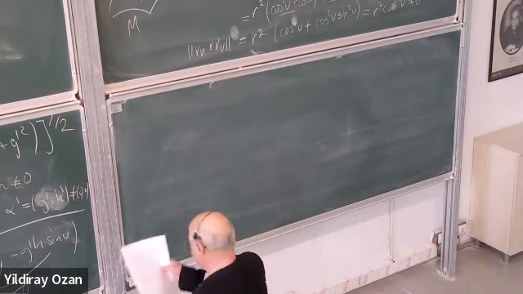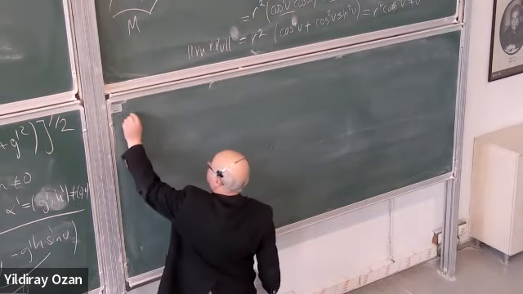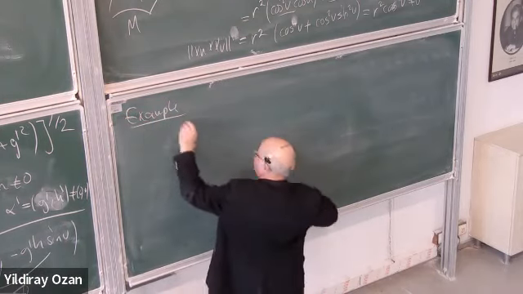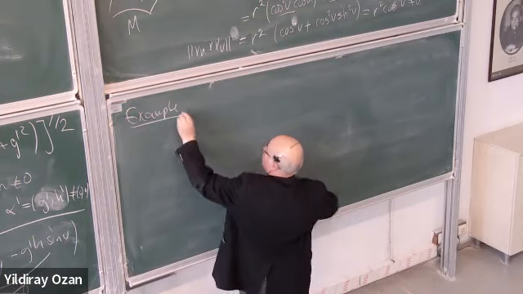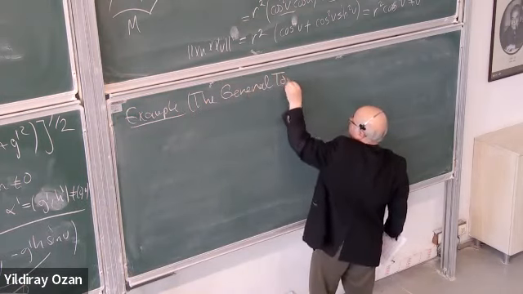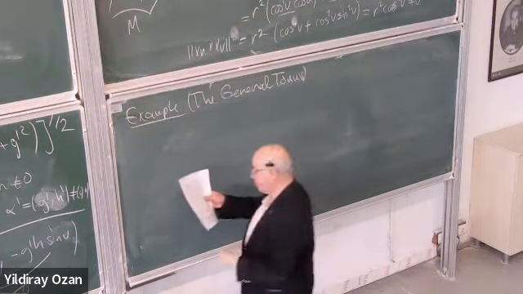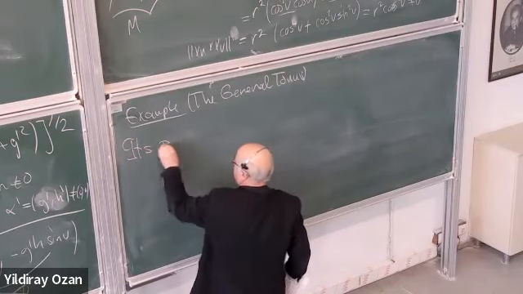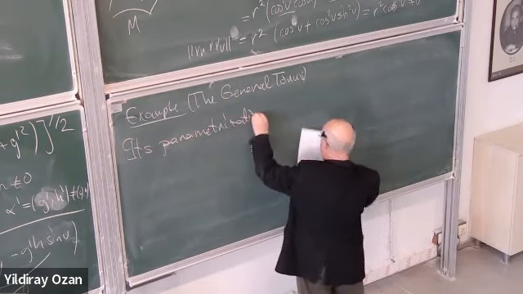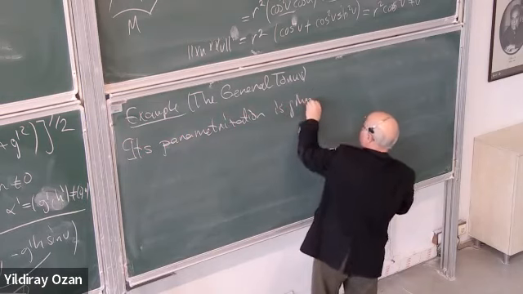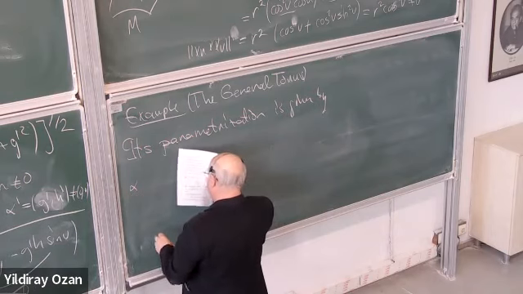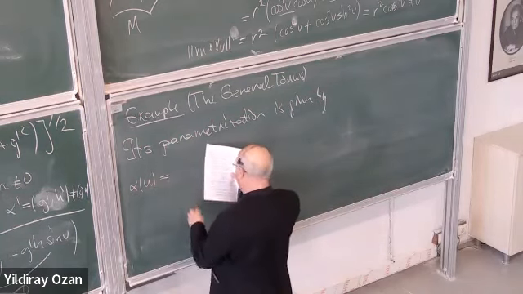An example of a surface of revolution is the general torus. Example. It's called the general torus. Its parametrization is given by alpha u. It's a surface of revolution.